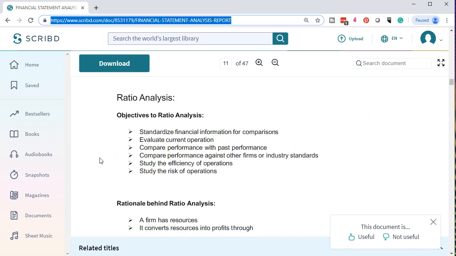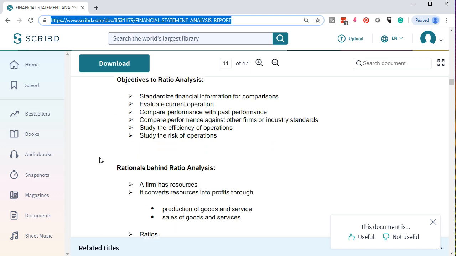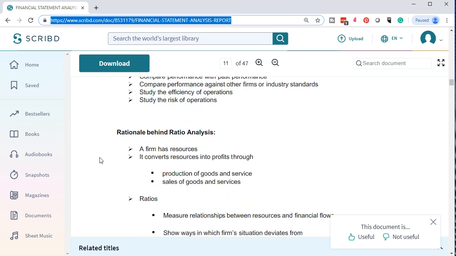And then we have the ratio analysis, and the objectives of ratio analysis: standardize financial information for comparison, evaluate current operations, compare performance with past performance, compare performance against other firms or industry standards, study the efficiency of operations, study the risk of operations. And then we have the rationale behind ratio analysis.